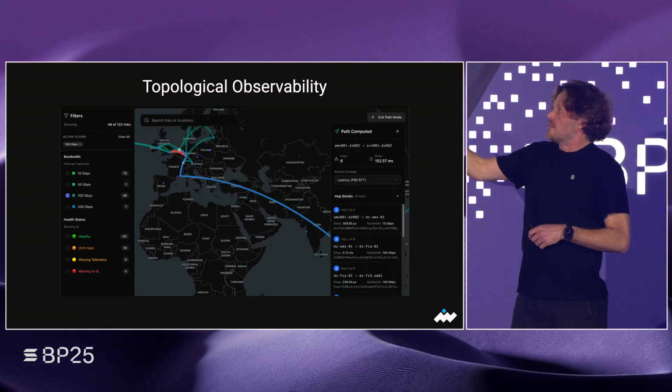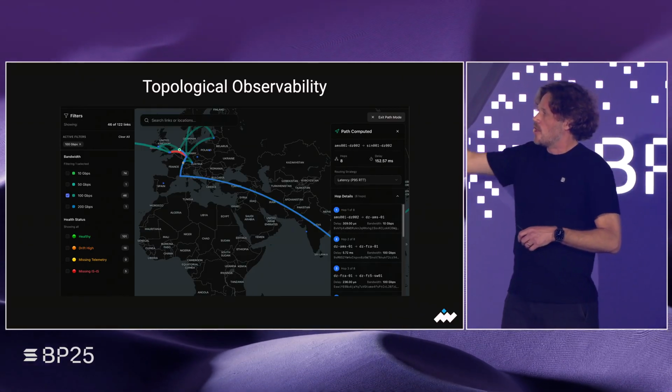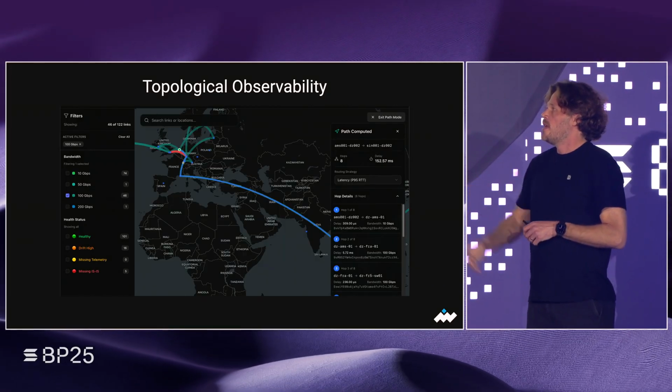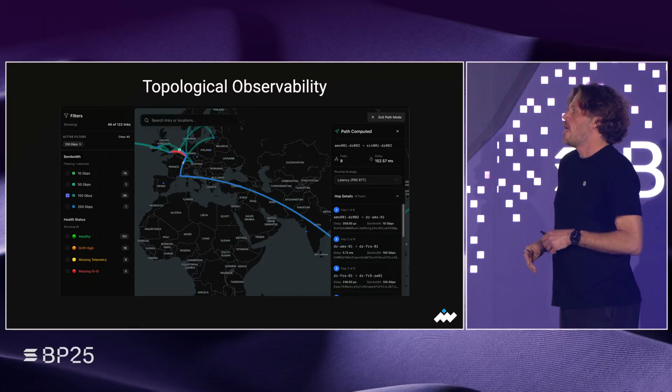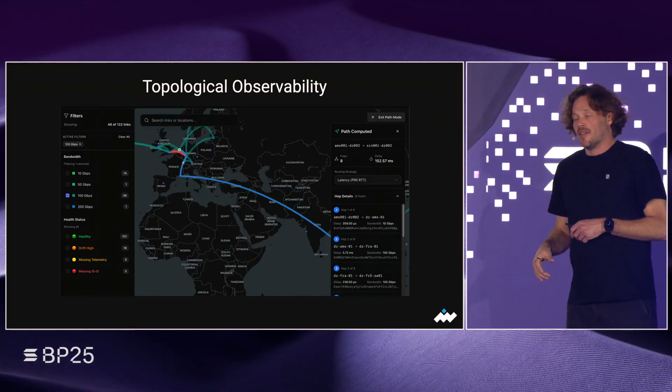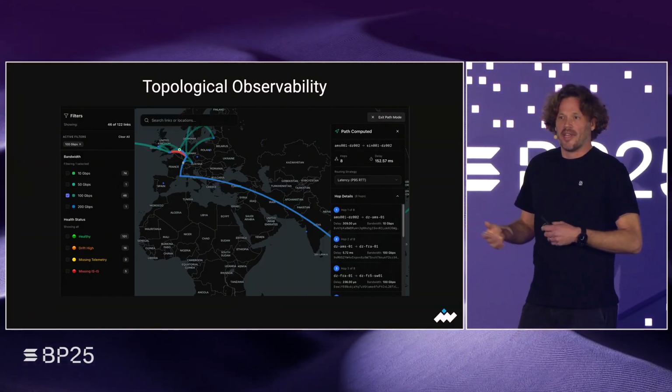Here you can see, for instance, we have the overview of the links, and we also have healthy, drift, telemetry, and missing telemetry, and so on. And it looks like we have 16 links here that have drift, which you might think, well, that's not great.